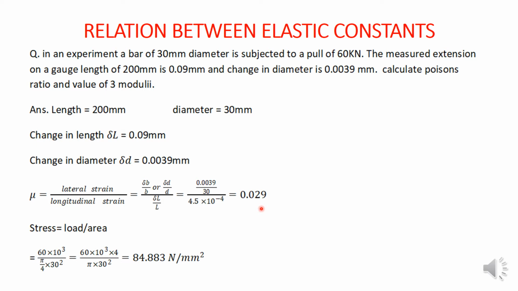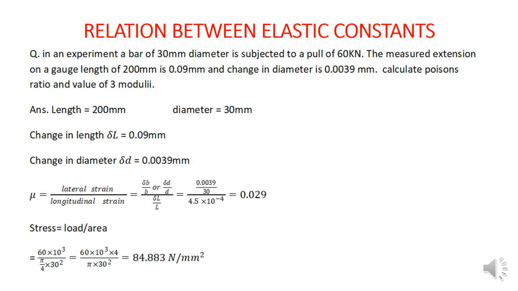Now we have to find out the value of the three moduli of elasticity, that is Young's modulus, bulk modulus and rigidity modulus. For that, first of all let's find out the value of Young's modulus. So what is Young's modulus? It is stress divided by strain, and stress is equal to load by area. Load is given in the question, area we can find out. So stress is equal to load by area, and that's equal to 84.883 Newton per mm square. So we obtain the value of stress.